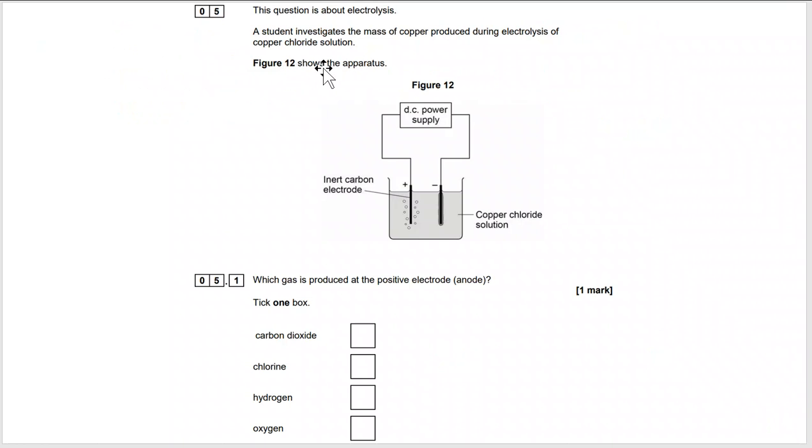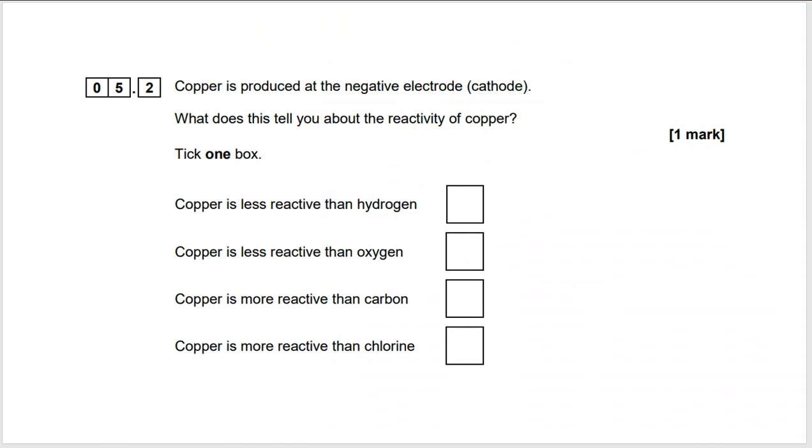5. The question is about electrolysis. A student investigates the mass of copper produced during electrolysis of copper chloride solution. What gas is produced at the positive electrode? In this particular case, we're looking at what ions would be attracted to the positive electrode. We know they will be negative. We know that chloride ions are negative. So chloride ions will go to the positive electrode and they will form chlorine.